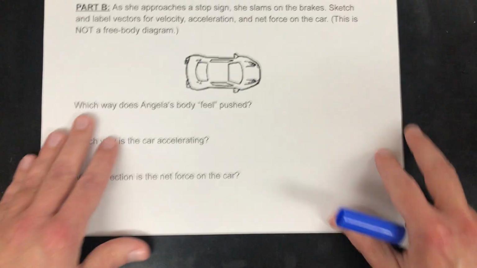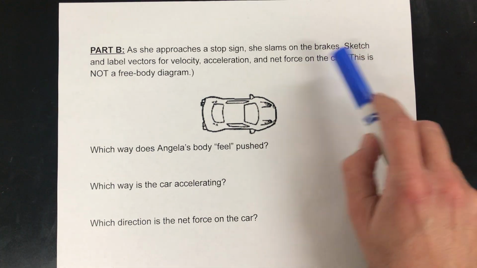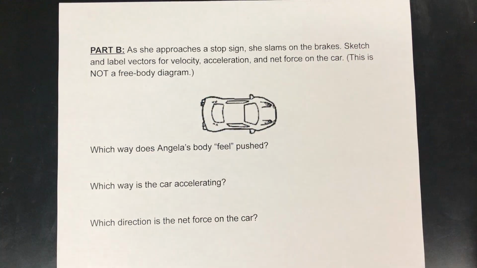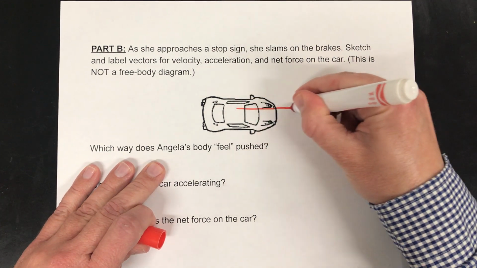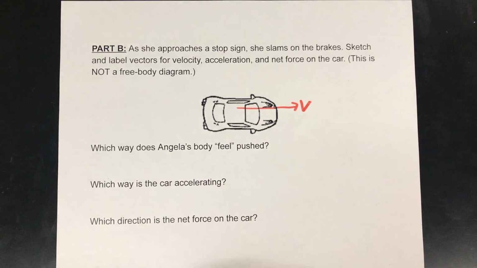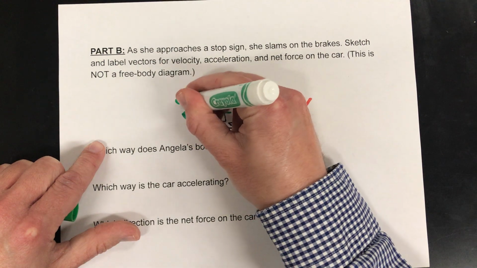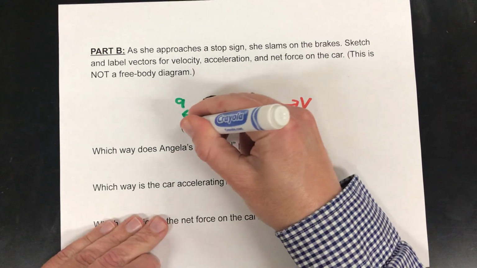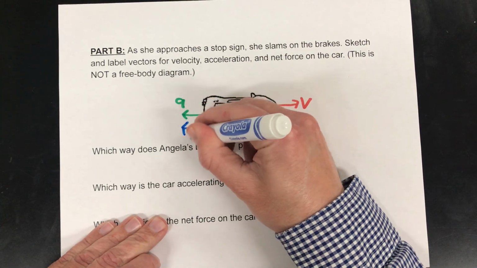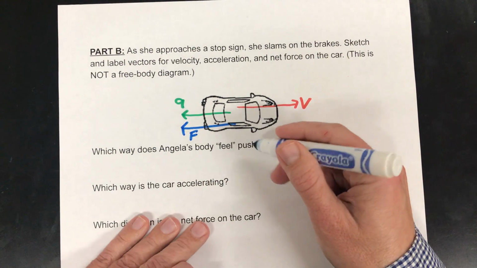Now in part B, it says, as she approaches a stop sign, she slams on the brakes. Sketch and label the vectors for velocity, acceleration, and net force. Okay, so velocity. She hits the brakes, but she is still going forward at this moment, so that is the direction of her velocity. But she is going forward and slowing down, which means our acceleration is actually pointing back here to the left. The acceleration and the net force always point the same way, so the net force must also be back this way.